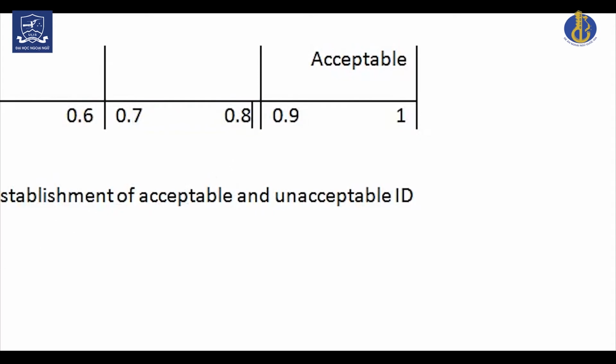And quoting Brown again, as with IF or item facility, no absolute rule governs the establishment of acceptable and unacceptable ID indices. That means that it is up to you to decide if the item should be included again, if it should be discarded, or if it should be modified.